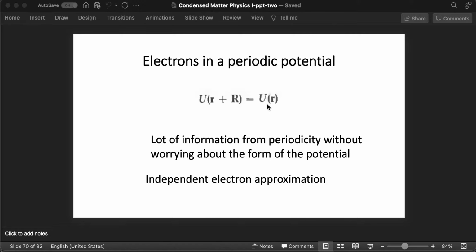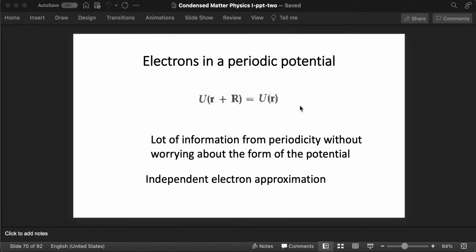So that's the periodic potential, and just by introducing this periodicity, you can gain enormous information about the properties of a solid without actually considering what this U of r is.